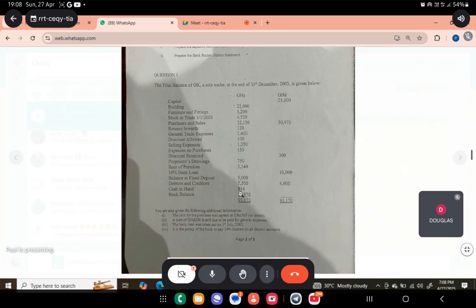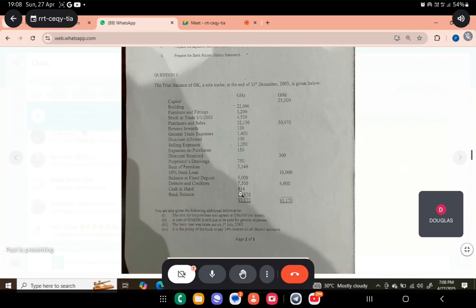Now, the third one is saying that the bank loan was taken out on the 1st July 2003. So they took the bank loan on the 1st July 2003. You can see 10% bank loan, 10,000. And they are telling you that they took the loan on the 1st July 2003. It means that it was just half a year's loan that was incurred that year. It is not the full year. Please, are you getting it?